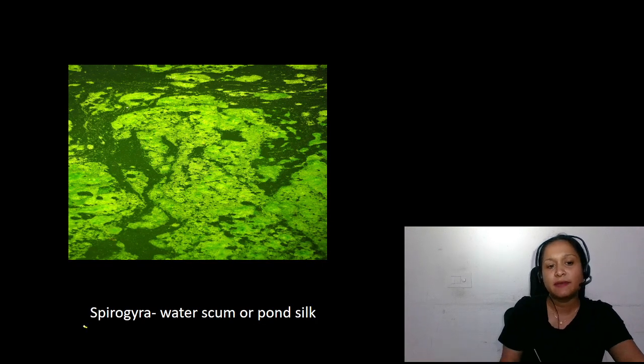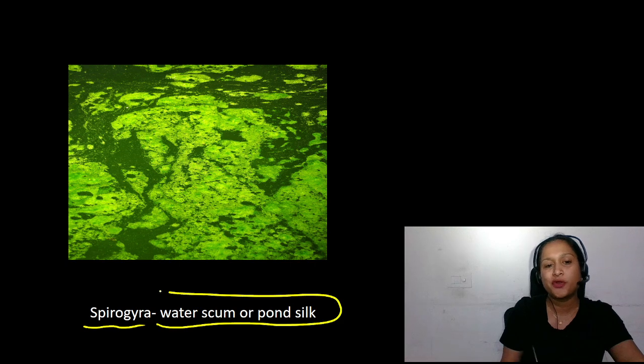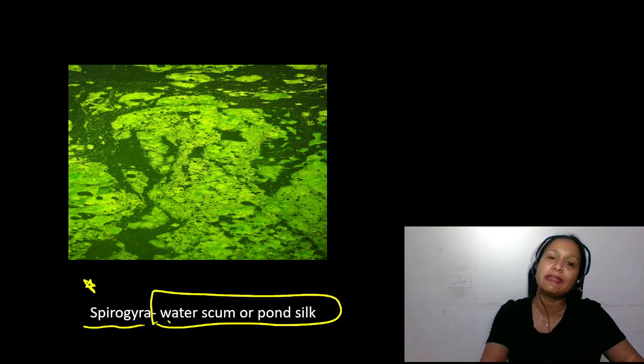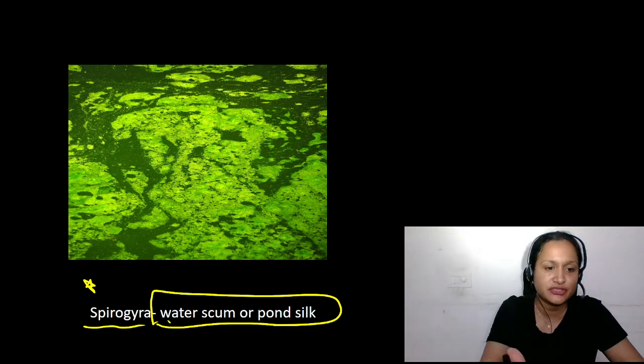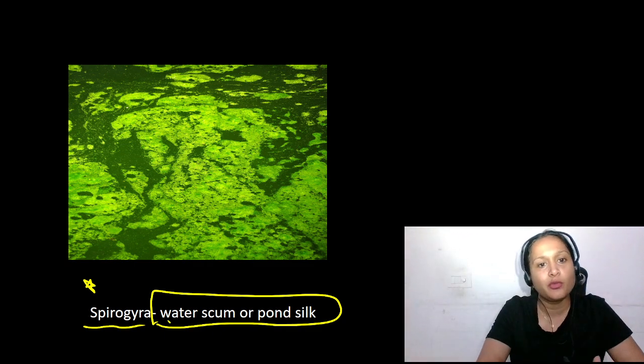And one more thing, Spirogyra is called water scum or pond silk. This is not that important. It's not given in your NCERT. This is just an extra thing. Spirogyra is called pond silk.